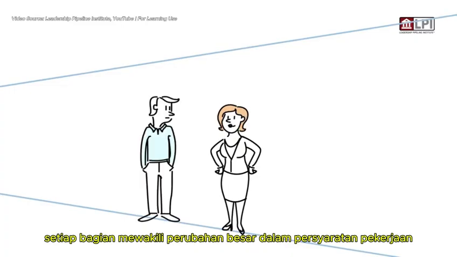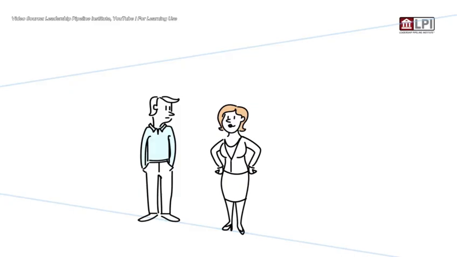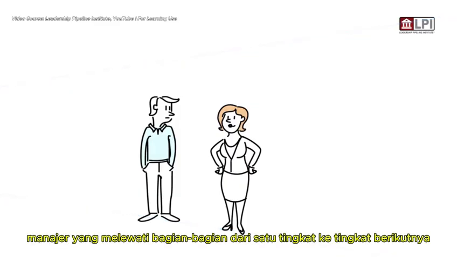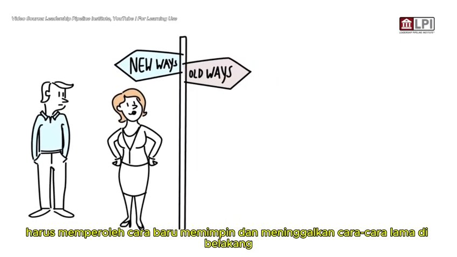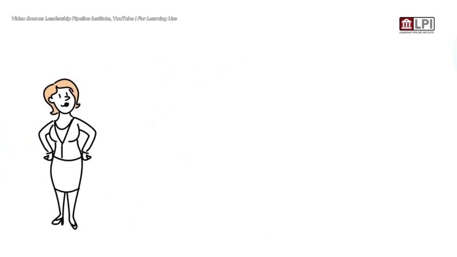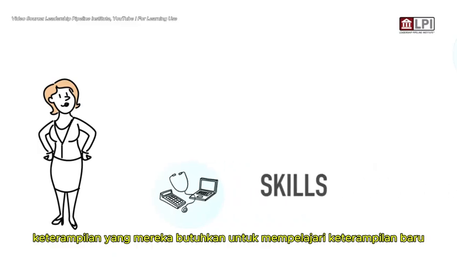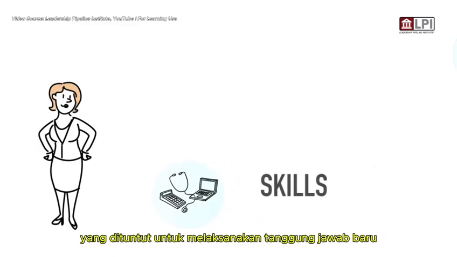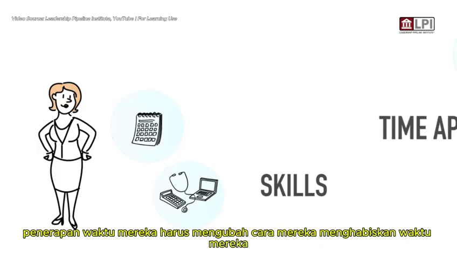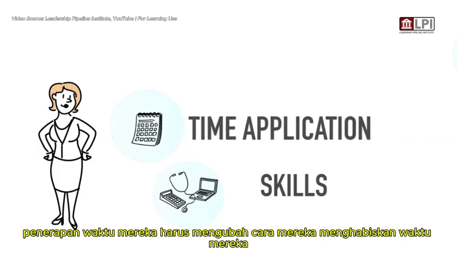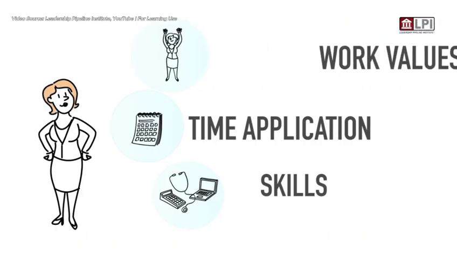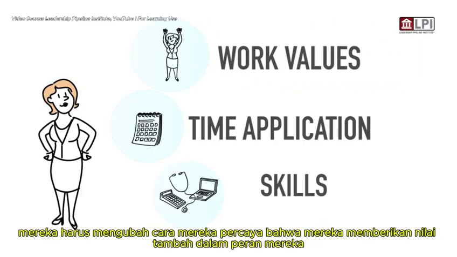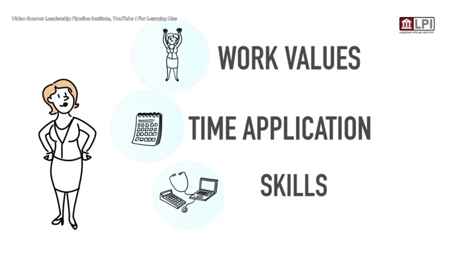Each passage represents a major change in job requirements. The manager who goes through the passages from one level to the next has to acquire a new way of leading and leave the old ways behind in the following areas. Skills. They need to learn new skills that are required to execute new responsibilities. Time application. They have to change the way they spend their time in order to put efforts into new responsibilities and level of complexity. Work values. They have to change how they believe they add value in their role and how they define their own success.